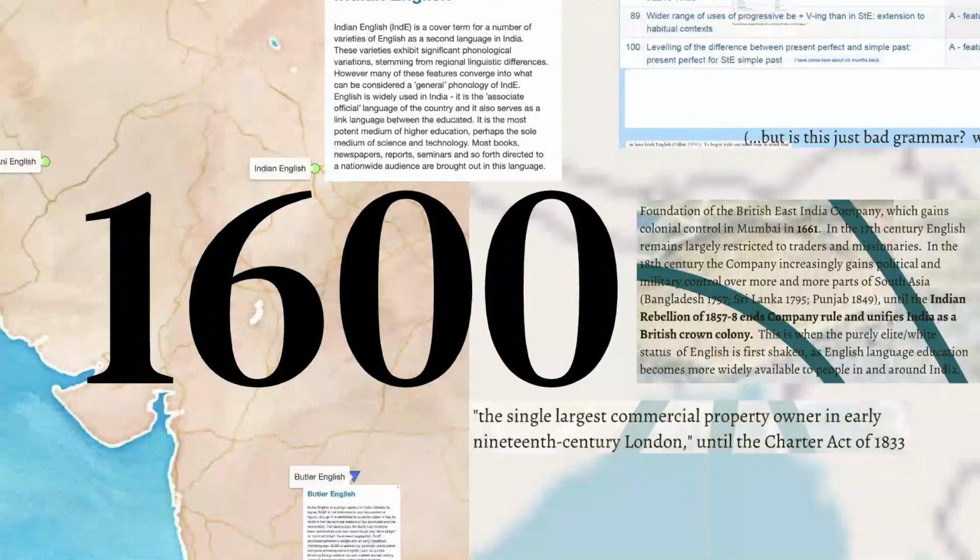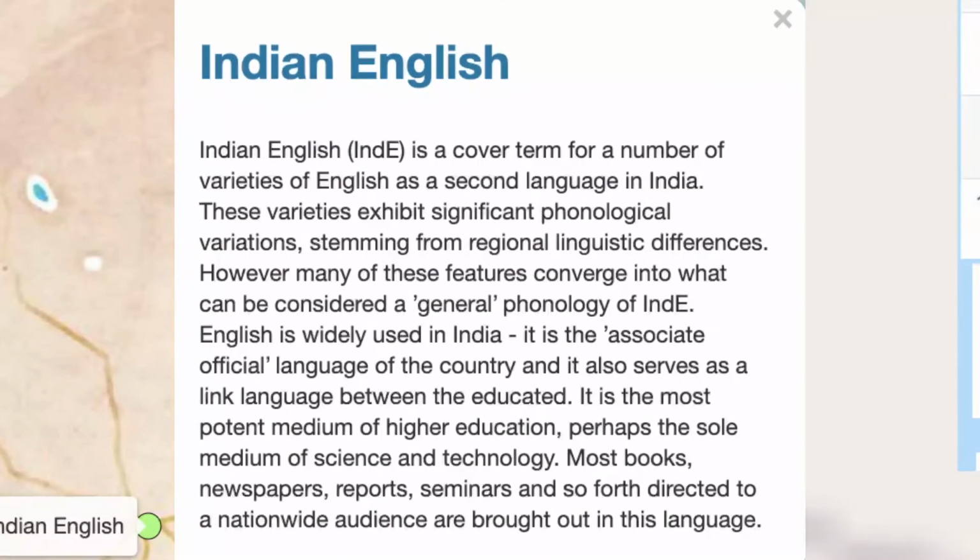We discussed how Indian English, reading here from the E-Wave, is a cover term for a number of varieties of English as a second language in India. India usually does not have English as a first language, but it is a major second language, hence it is part of what Kachru would call the outer circle. And we talk about English as a sort of blanket category for all of those.